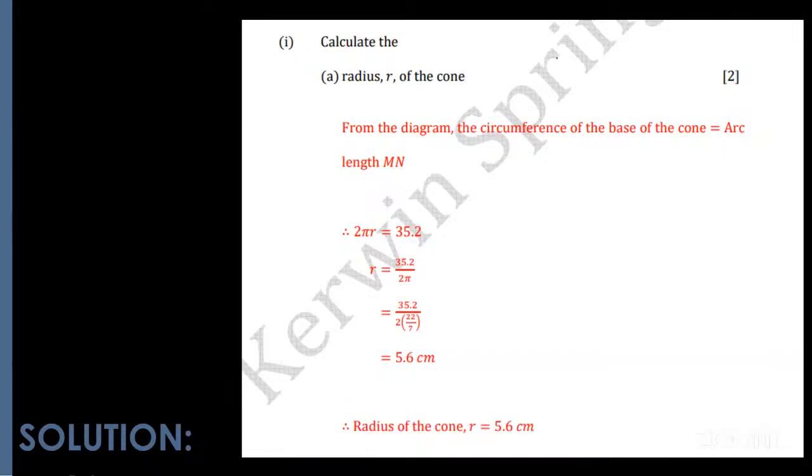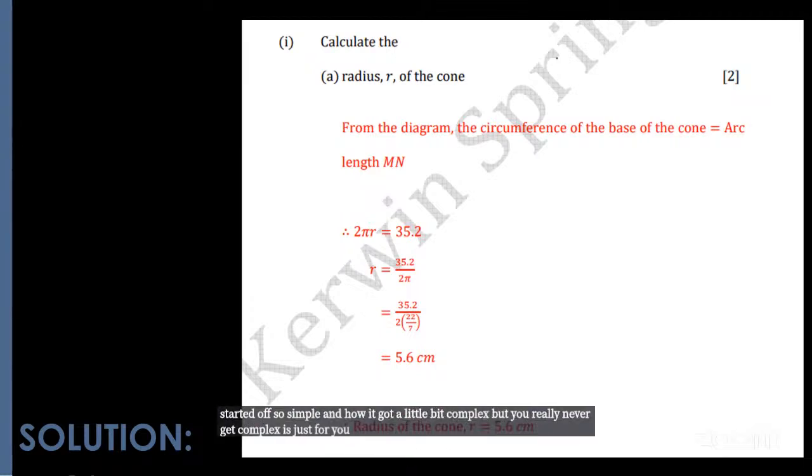Now, you realize how the question started off so simple and how it got a little bit complex, but it never really gets complex. It's just for you to pay attention to what was provided.